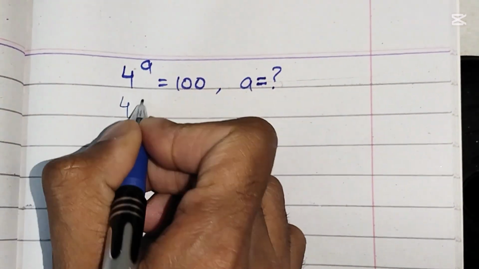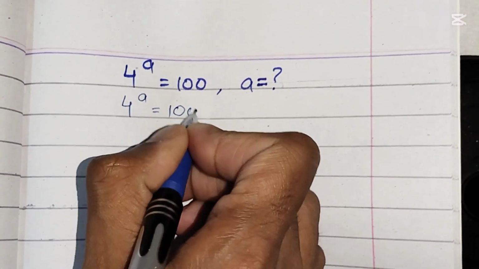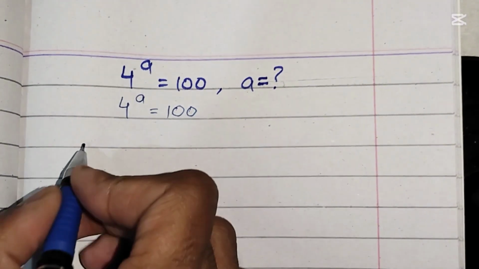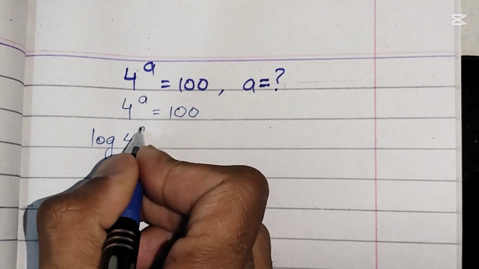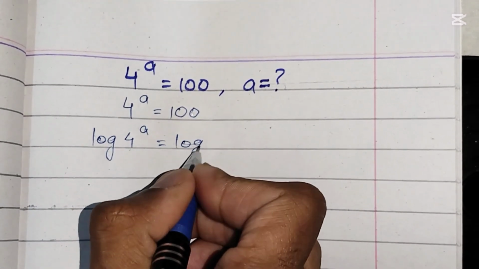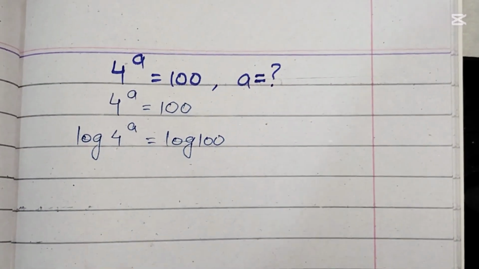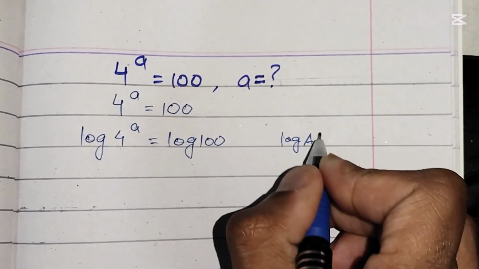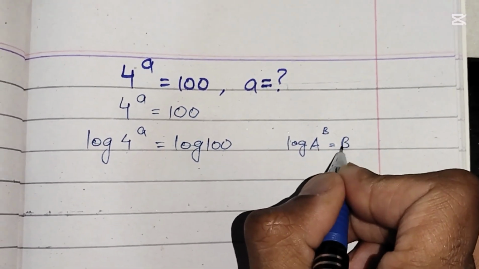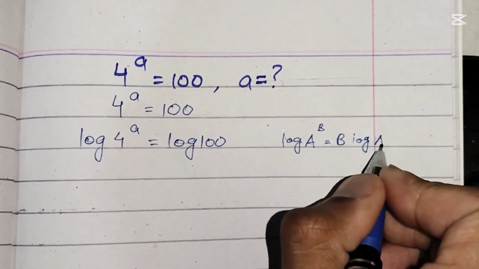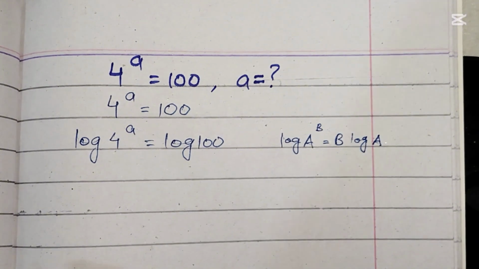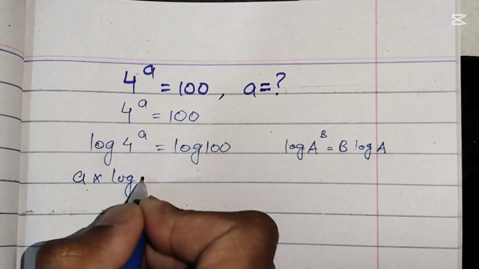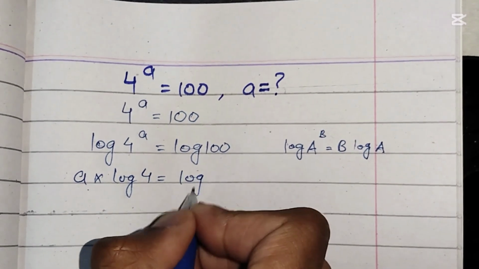We have 4 power a equals 100. In the next step, we will take the logarithm on both sides. Log of 4 power a equals log of 100. Here on the left hand side, we will use the power rule of log. Log of a power b is always equal to b times log of a. So it becomes a into log of 4 equals log of 100.